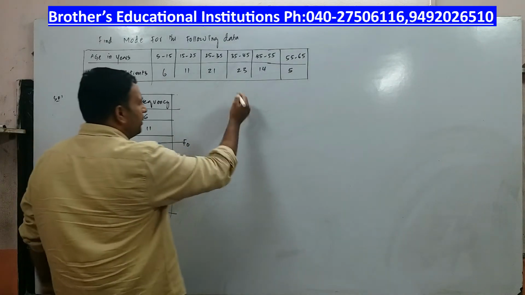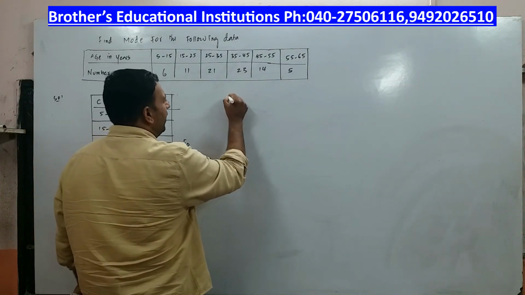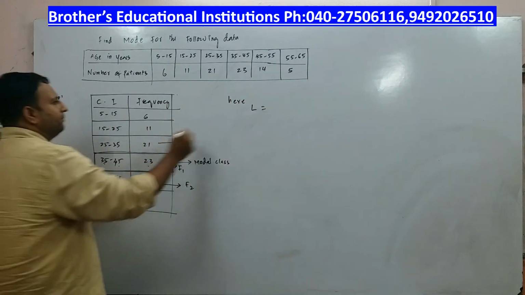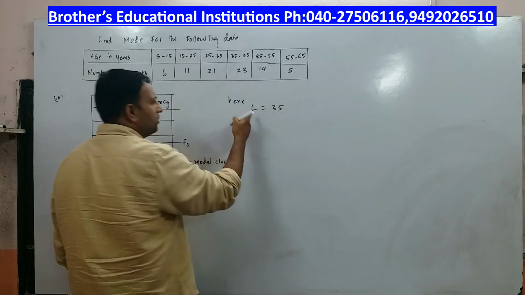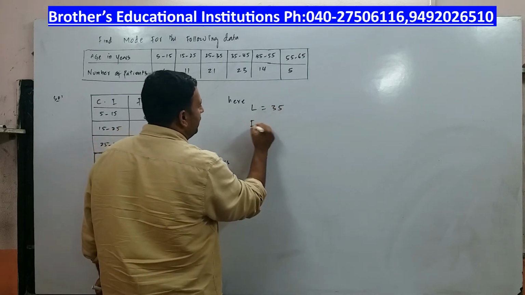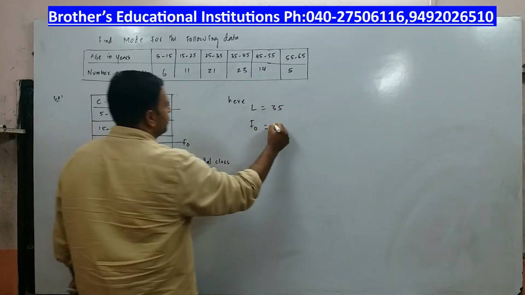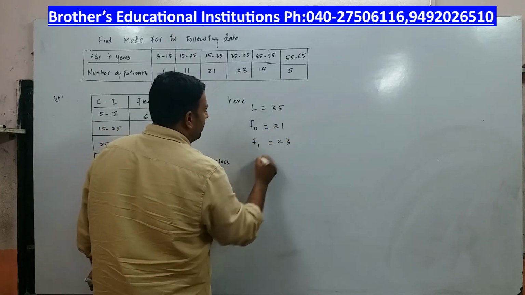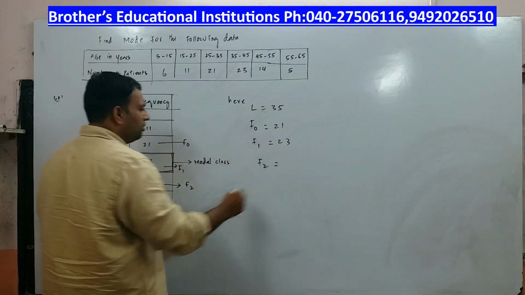So right now, once the modal class is plotted, we have to write here L is equal to 35, the lower boundary. Now F0 is equal to how much? It is 21. F1 is equal to how much? 23. And F2 is equal to 14.